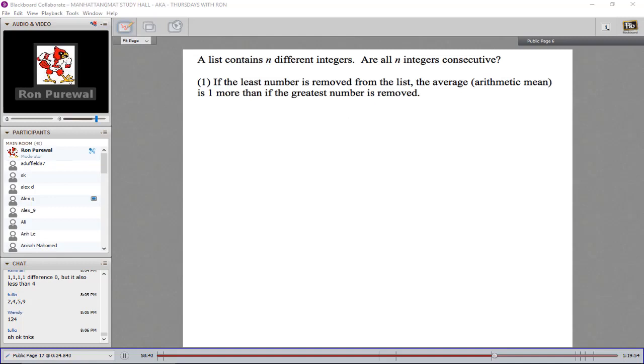The least number is removed from the list. The average is 1 more than if the greatest number is removed from the list. And remember, you can try this both ways. You can try this algebraically. It's not the friendliest thing in the world to set up, but it's not horrendous, right?